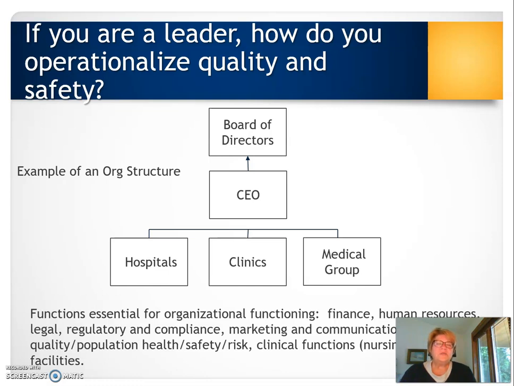And usually there'll be an org structure. Most often there's a board of directors. The CEO usually reports to the board of directors, whether it's a health system, a nursing home system, long-term care facilities, or a clinic system. Most of those structures have a CEO, hospitals, clinic, and a medical group. Occasionally, you'll find some sole practitioners who just own the practice themselves.